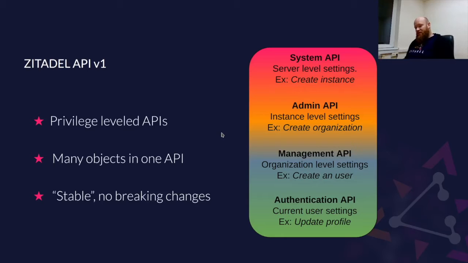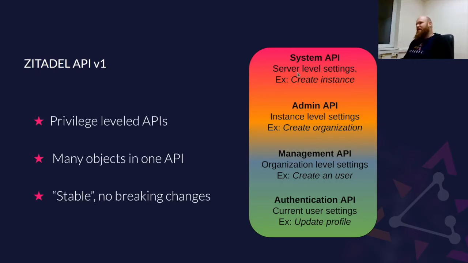First, let's look at our old V1 API. The old V1 API is a privilege level API with many objects in one API, and it is currently stable, as in we will not make any breaking changes there. We want to reshape our APIs into a resource-based API, where, for instance, the user is a resource, the session is a resource, etc. Hence, that is V2.